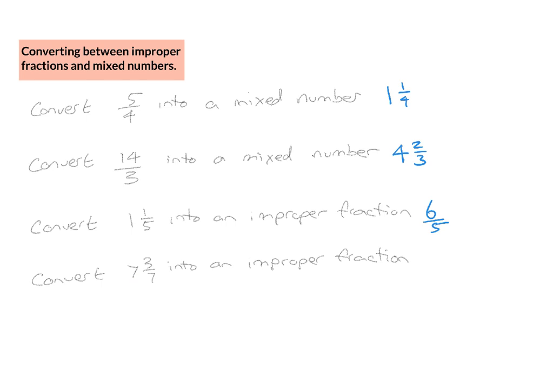So then the final one here, I have 7 whole ones plus 3 7ths. So I'm going to do 7 multiplied by 7, that's 49, plus 3, that's 52. So this one is 52 over 7. I have 52 sevenths in 7 whole ones and 3 7ths.